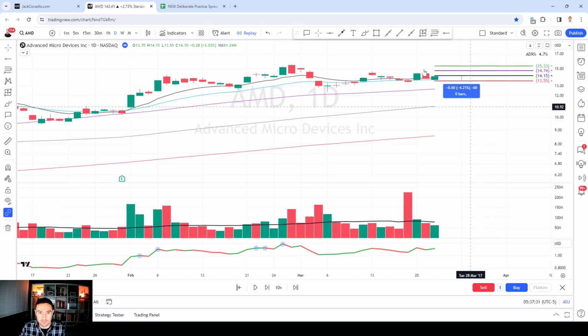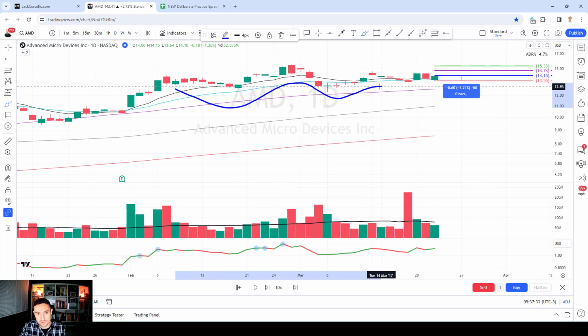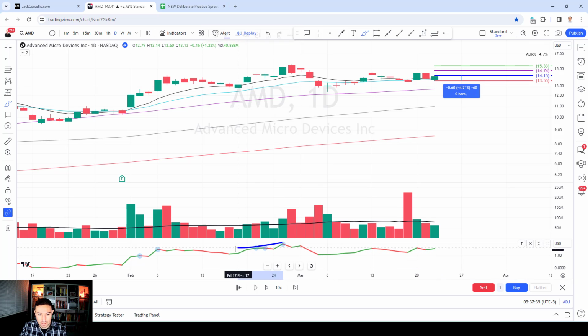Yeah, so it's okay. It could be a little bit tighter. I like this. 1, 2, 3. Decent sized base. Good RS line. 52-week highs in the base. It's good to see. Let's play it forward.